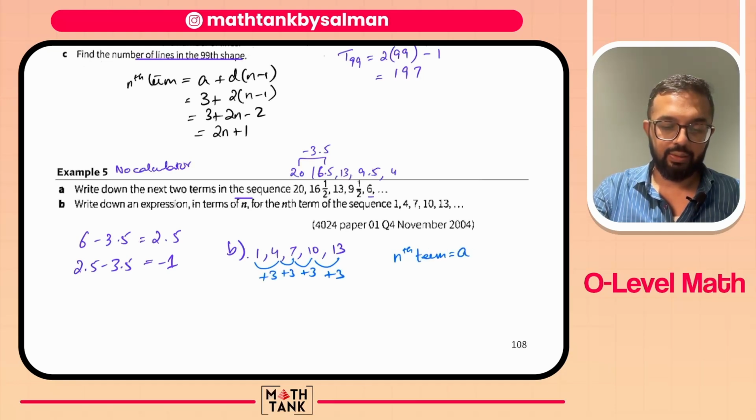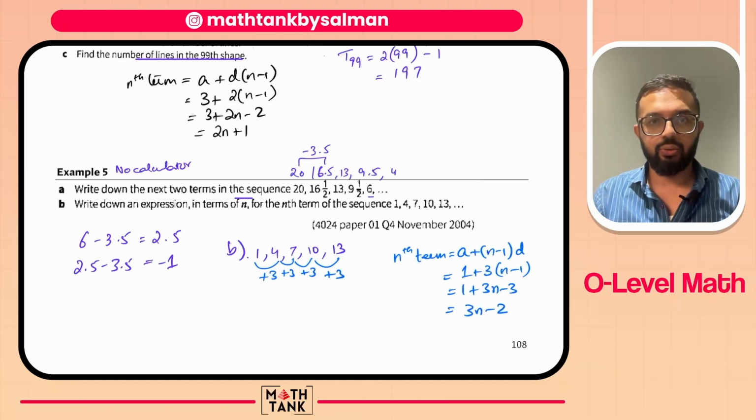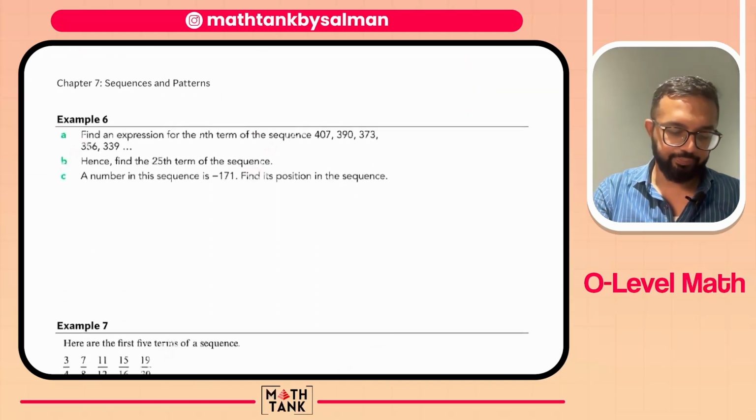It's a plus n minus 1 times d. So a is 1, so it's d times n minus 1. So 3 times n minus 1. We can multiply d at the end or in the beginning, it doesn't matter. 3n minus 2.